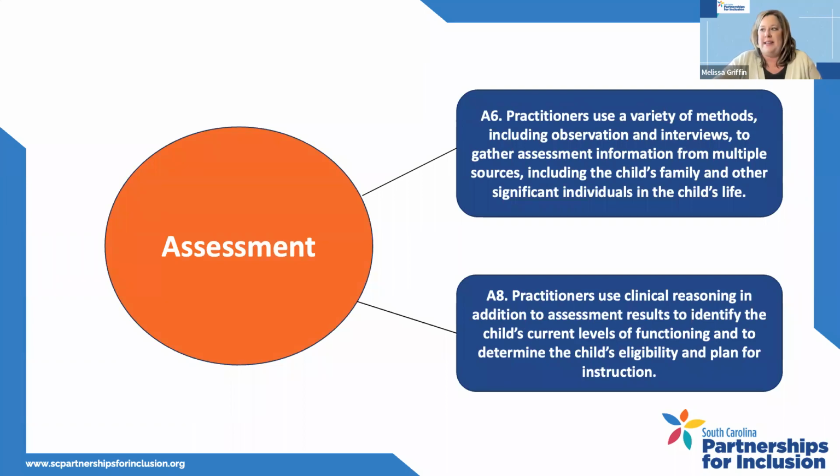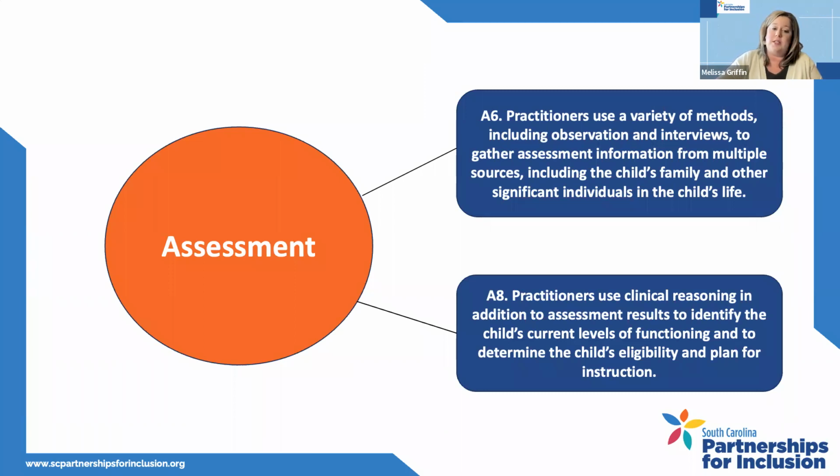So there's assessment. Practitioners use a variety of methods, including observation and interviews to gather assessment information from multiple sources. We saw multiple sources, including the child's family and other significant individuals in the child's life. And we saw that here. Practitioners use clinical reasoning in addition to assessment results to identify the child's current levels of functioning and to determine the child's eligibility and plan for instruction.